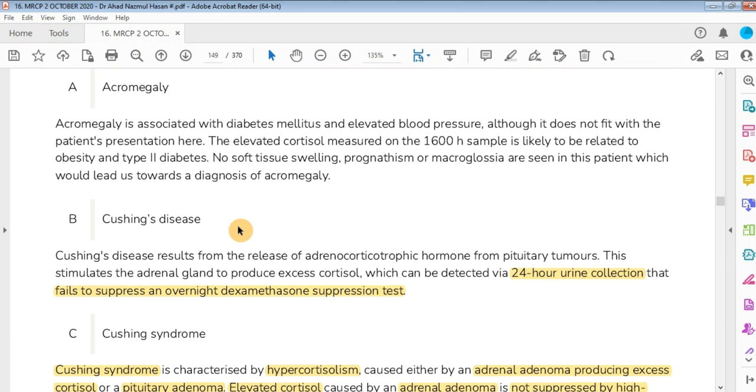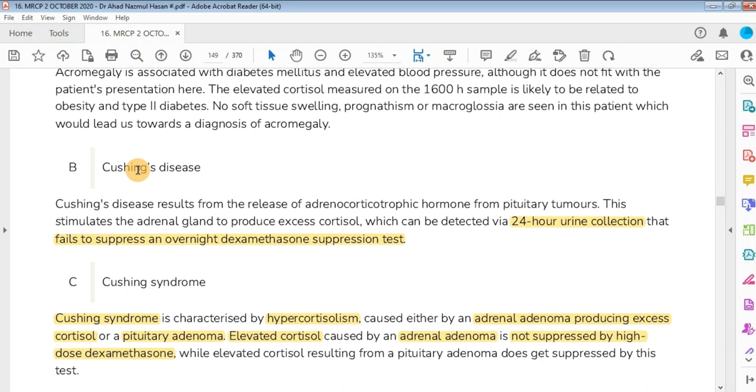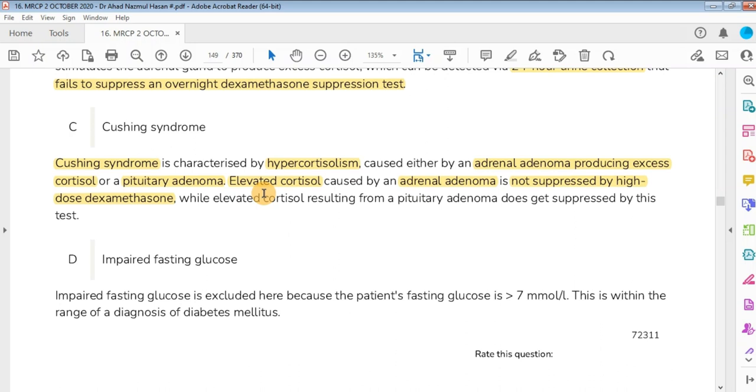And 24-hour urinary catecholamine is usually the investigation of choice in Cushing's disease. Cushing's syndrome is characterized by hypercortisolism caused by either an adrenal adenoma producing excess cortisol or a pituitary adenoma. Elevated cortisol caused by adrenal adenoma is not suppressed by high-dose dexamethasone, while elevated cortisol resulting from pituitary adenoma does get suppressed by this test. So pituitary adenoma will get suppressed by high-dose dexamethasone test, but adrenal adenoma won't.